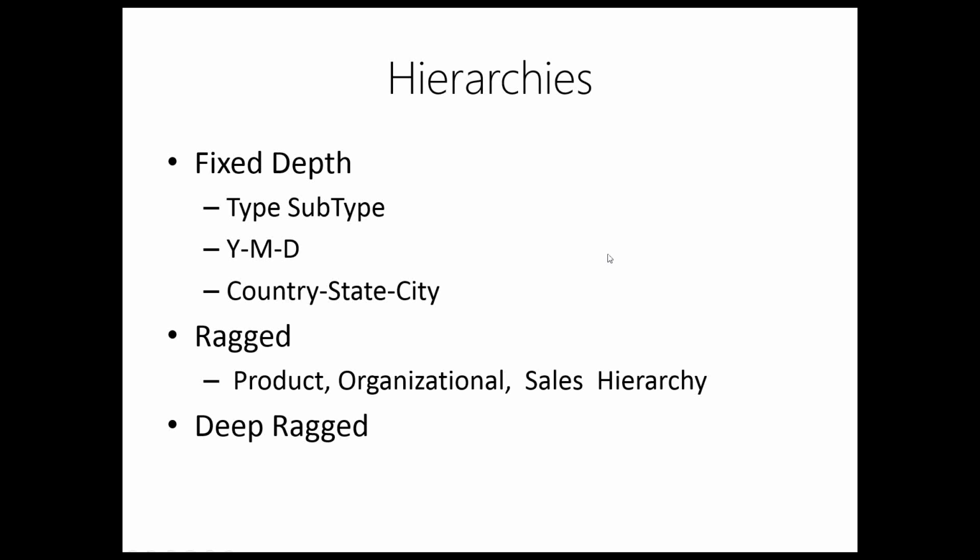Yep, no. So basically, for hierarchies, you've got a couple of things you can do. If it's a fixed depth, you can do a type and subtype, 2 different attributes, or we can do how we did with the calendar. So you do the year, month, day. You can do country, state, city. Ragged, sometimes for products, organizational or sales hierarchy. And then you can have deep raggeds, where you have a lot of different levels, and there, some may only go 2 to 3 levels, some may go 7 or more levels.